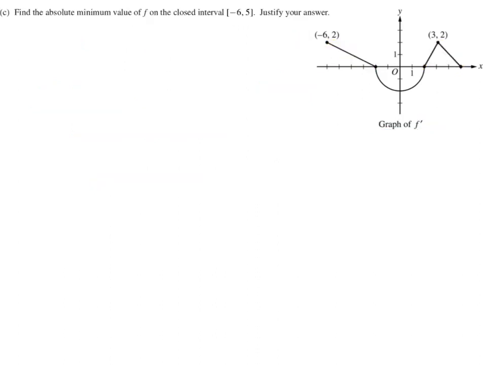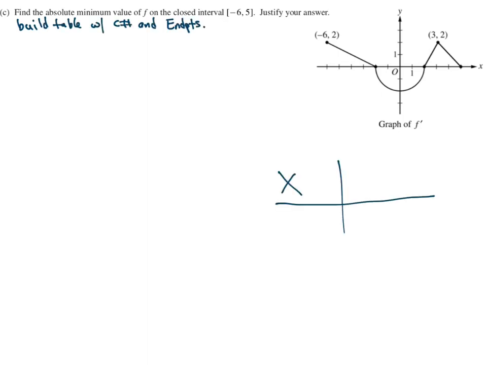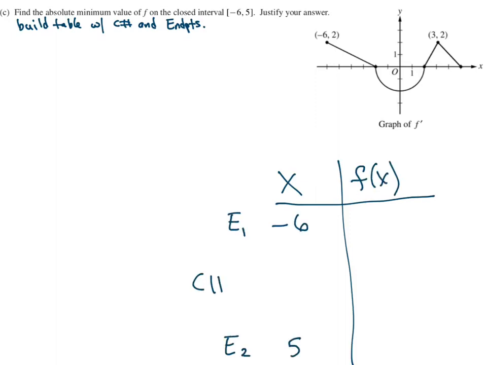All right, for part C, they say find the absolute minimum value of f on that closed interval from -6 to 5. Justify your answer. So for absolute max or mins, I would build a table. I would definitely build some kind of max-min table with two things. One, the endpoints. Don't forget your endpoints. And the second is your critical numbers. So I always start by putting my endpoints at the start and stop on your f of x function.